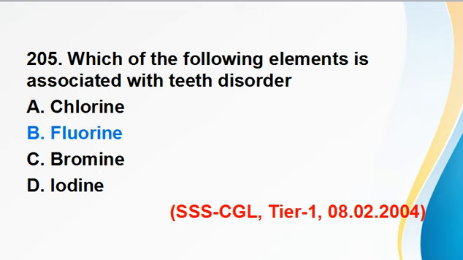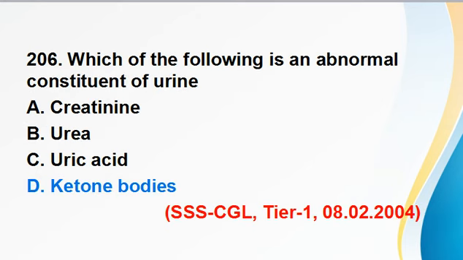The enamel layer that we have in our teeth becomes mottled. And if fluorine is deficient in water, then it may cause tooth decay or breakdown of dental tissues. So its deficiency also causes tooth decay. So fluorine is associated with our teeth disorder. So answer B is correct.